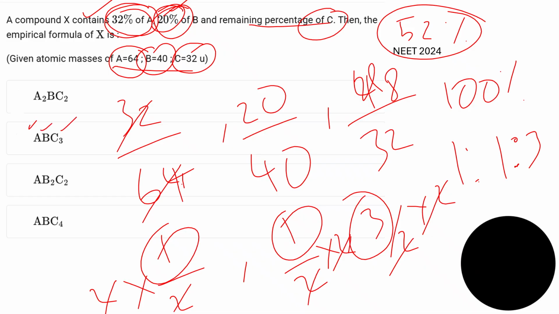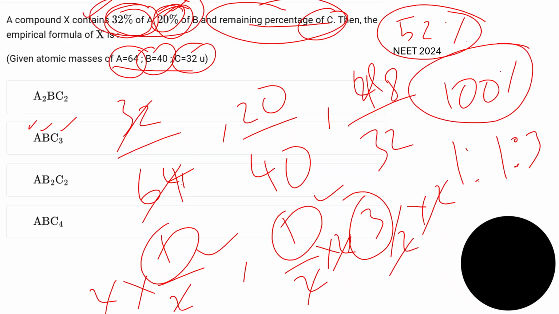Take the percentage as weight and divide it by the atomic weight or molecular weight. We will get a fraction. Then we can convert that fraction into whole numbers by the LCM method. Simple. The only problem is the remaining percentage. The remaining percentage is found by adding these two, then subtracting from 100 percent, and we will get the remaining percentage. This is a very simple and interesting question.